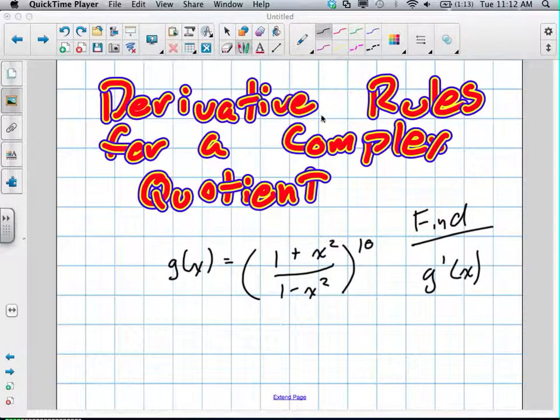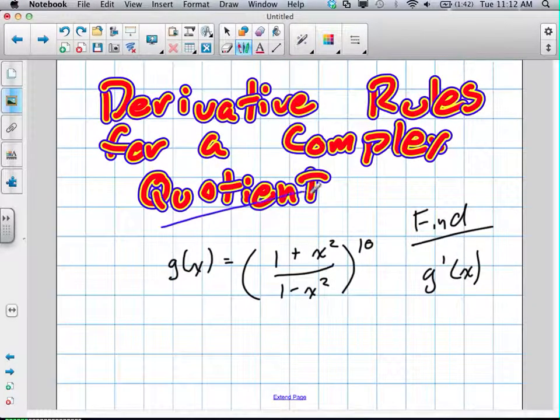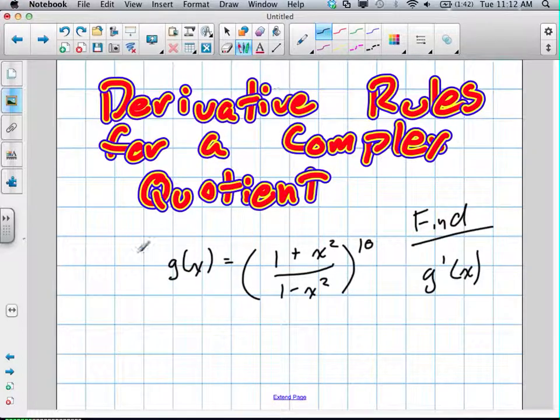Okay, derivative rules for a complex quotient. Now, I say quotient because that's the way I'm going to solve it. I didn't mean to draw a line through that. Okay? But you could have set this up as a product. I'm going to show you how you can set it up as a product. Then I'm going to solve it as a quotient. Kind of redundant, but whatever.